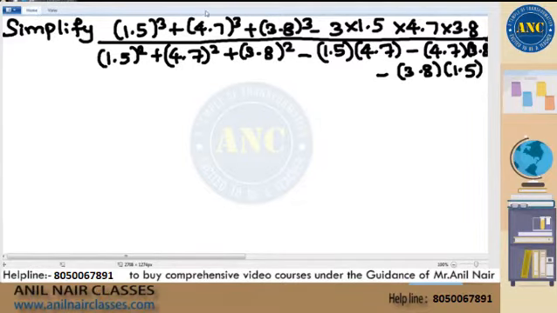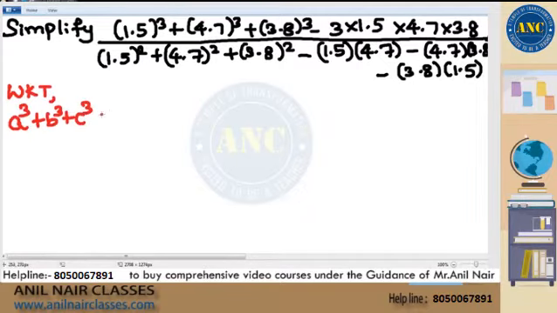Now if you look at this question, you will feel that it's a very, very difficult question because it involves a lot of simplification of cubing a particular decimal value, squaring that decimal value, multiplying decimal values. Too much of a time consuming process. But there is a beautiful corollary in our algebra which you need to know.